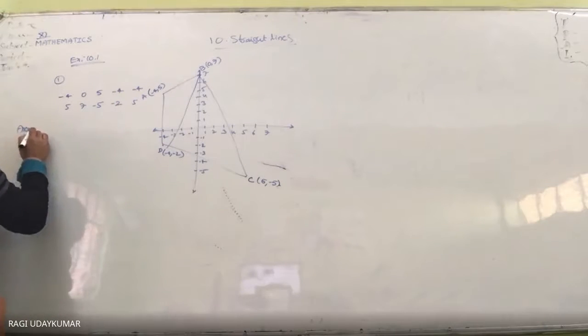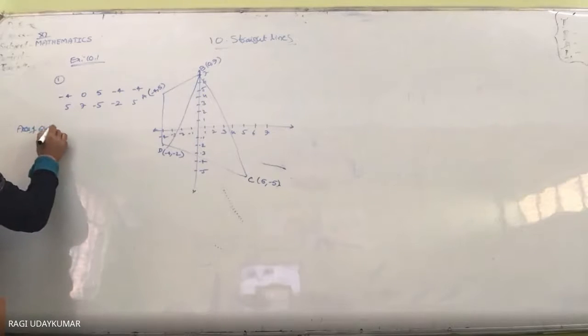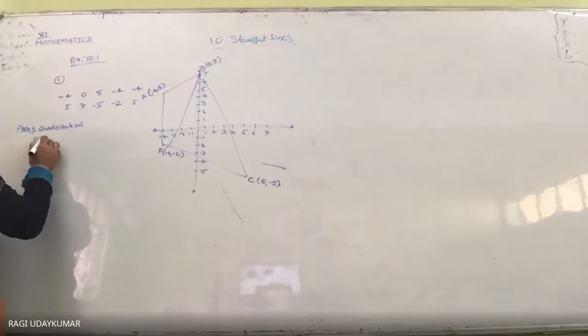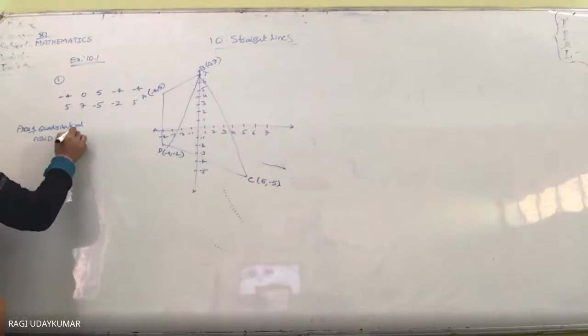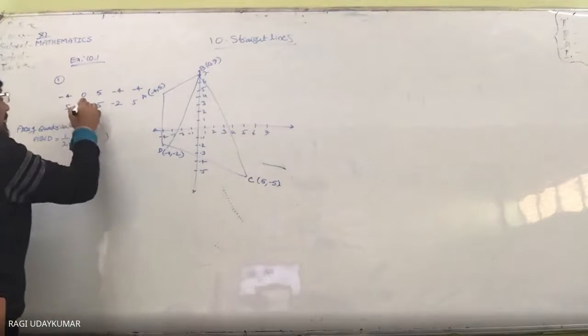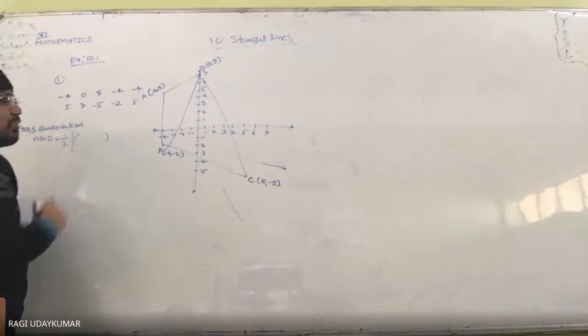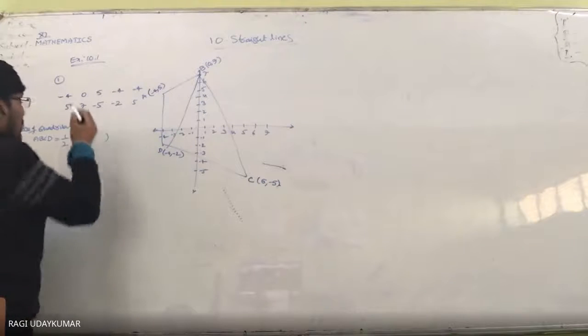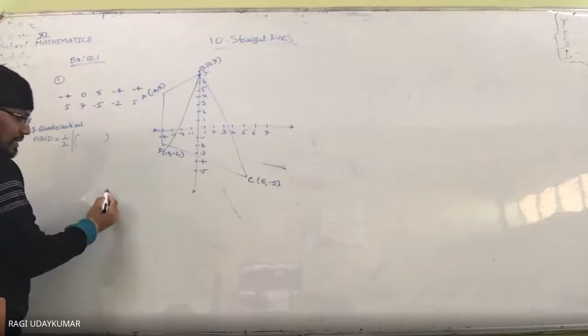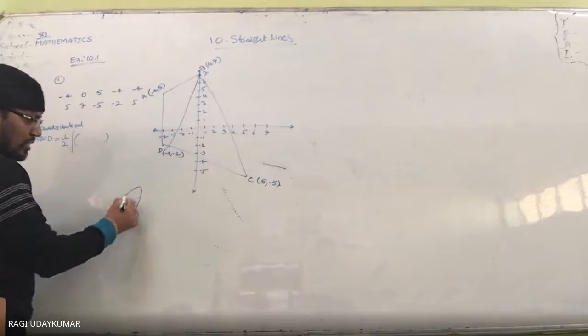So area of quadrilateral ABCD is equal to half into modulus of cross product of these two minus cross product of these two. Cross product of first these two, next these two. See here like this. Cross product of these two, next like this.